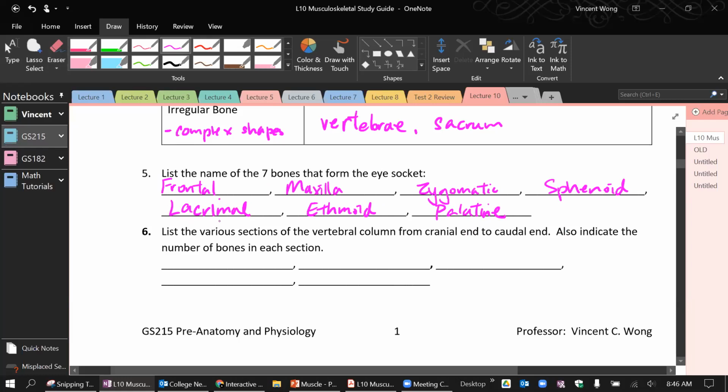Okay, list the various sections of your vertebral column from the cranial end to the caudal end. Cranial means the head, caudal means the tail end. Right? So we have 7 cervical, 12 thoracic, 5 lumbar, 1 sacrum, and 3 to 5 coccyx bones fused together. And these are kind of like your tail bones, right? Okay.